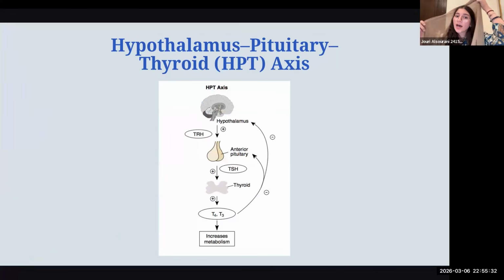Again, here's the HPT axis. We have the hypothalamus being stimulated, okay? It releases TRH, which acts on the anterior pituitary, which releases TSH. The TSH acts on the thyroid gland to release the thyroid hormones, T4, T3. It does its effects, and then the thyroid hormones, mainly T3, will go back and do the negative feedback on the pituitary and hypothalamus, inhibiting the release of any more hormones.